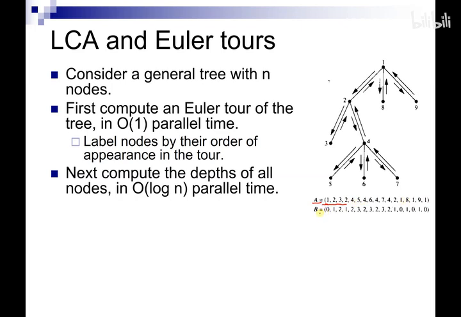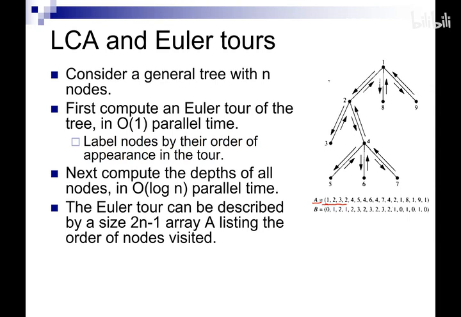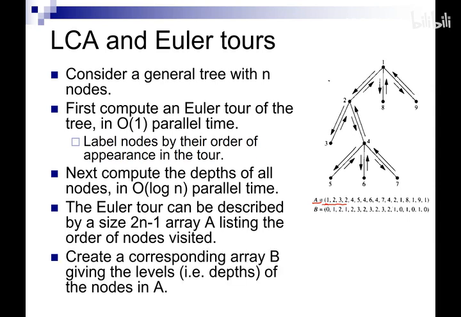And then also we're going to compute the array B, and B is just going to be the depth of all of these nodes. So for example, 1 has a depth of 0, and then 2 here has a depth of 1. So for each time that 2 appears, we're going to label it with 1, for its depth. And we saw how we could compute the depths of all the nodes in log time, so we can also produce this array B in log time. The sizes of these two arrays are going to be 2n minus 1, where n is the number of nodes.